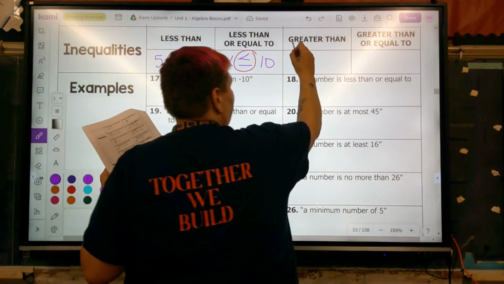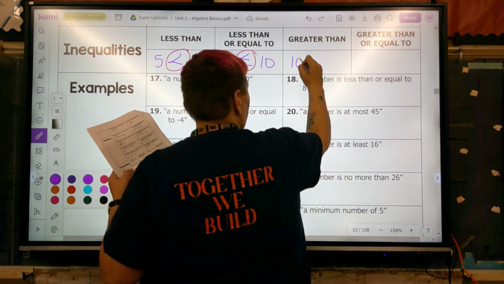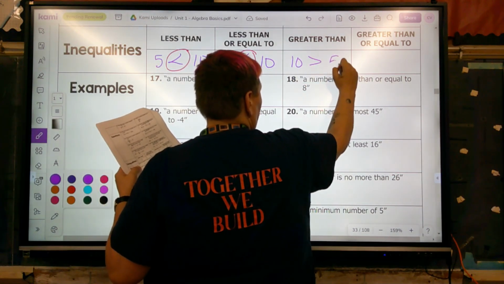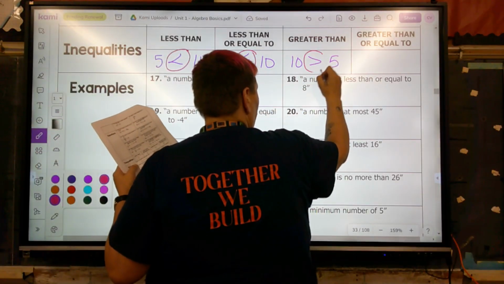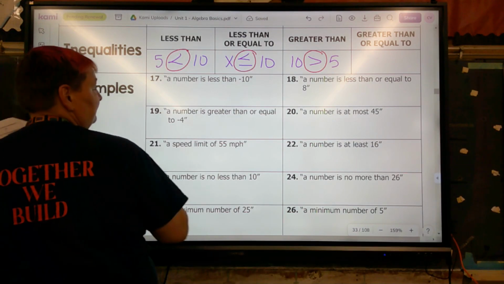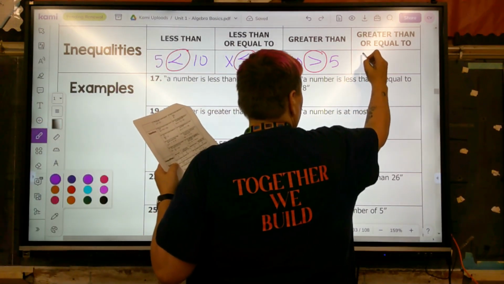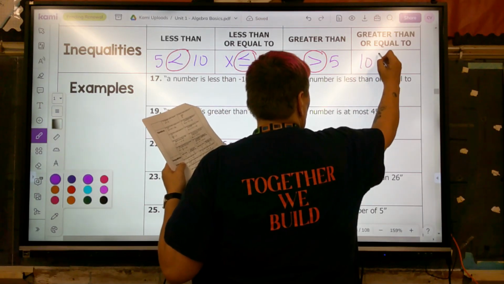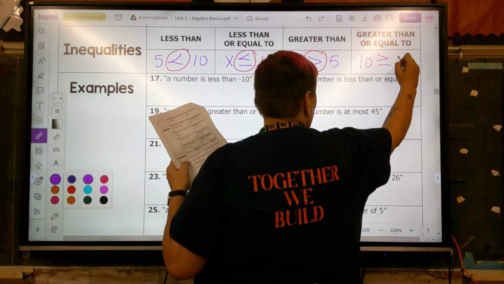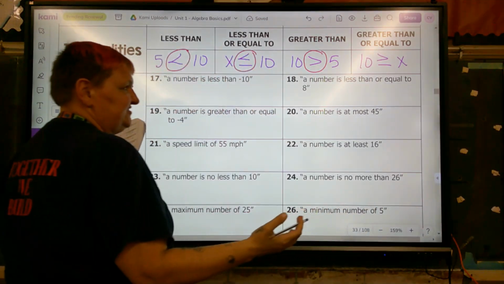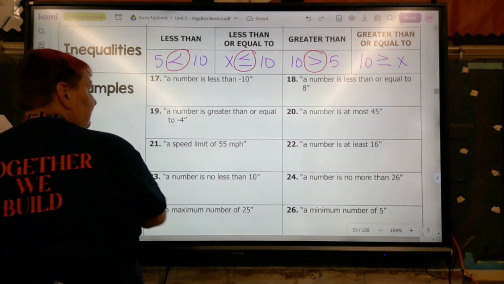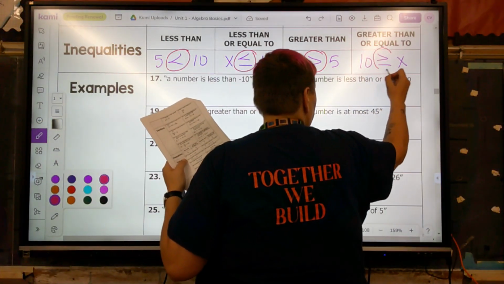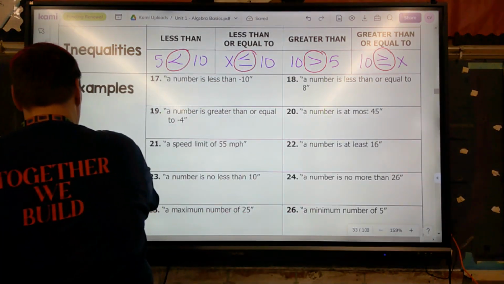Right? What if it's greater than? 10 is greater than 5. So you're going to have the greater than symbol. If it's 10 is greater than or equal to x, because we don't know what x is, but we do know that it's greater than or equal to 10, then you would use this symbol. These are your inequality symbols.